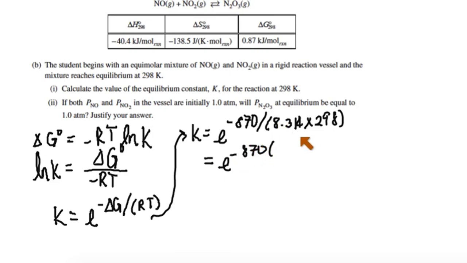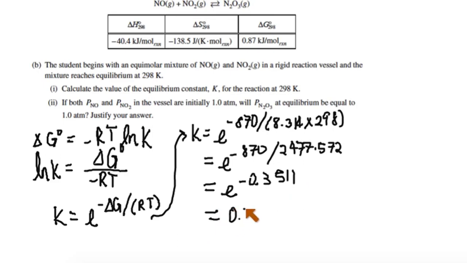Okay, so 8.314 times 298 is equal to 2477.572. So 870 divided by 2477.572 is equal to negative 0.3511. And then the final answer is 0.739. Okay, so that's your equilibrium constant at 298 kelvins.